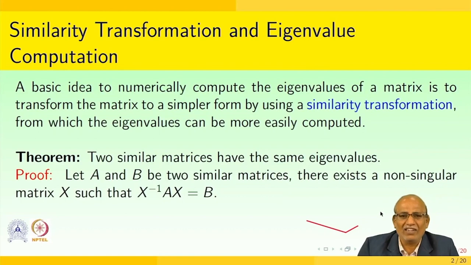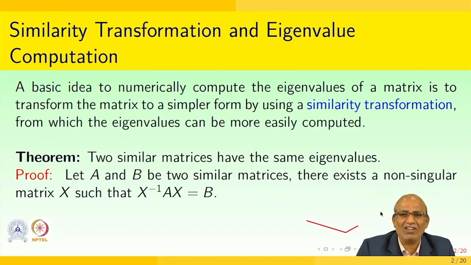So let us formally define: let A and B be two similar matrices, then there exists a non-singular matrix X, whose determinant is nonzero, such that X inverse AX is the matrix B. Then I can call A and B similar matrices. It is not that similar means the entry 1 by 1 is the same as the entry 1 by 1 of another matrix. Those are called equal matrices, where every entry is the same. Similar matrices are different.